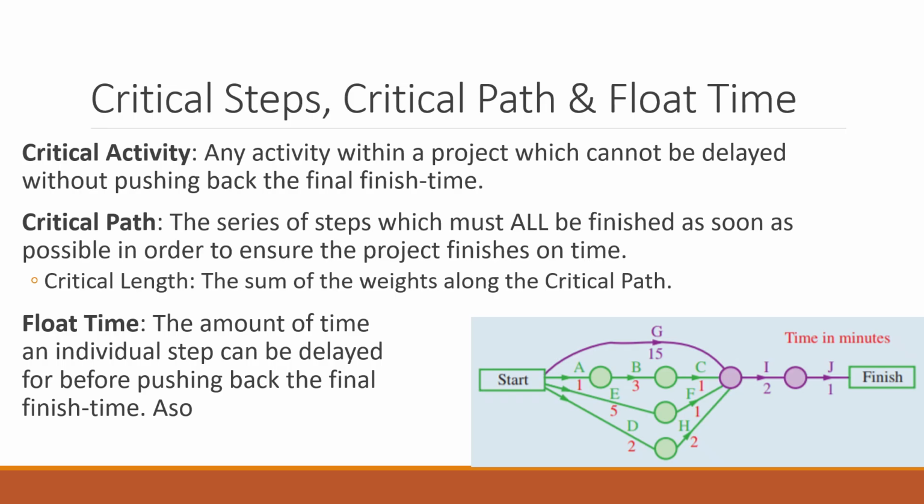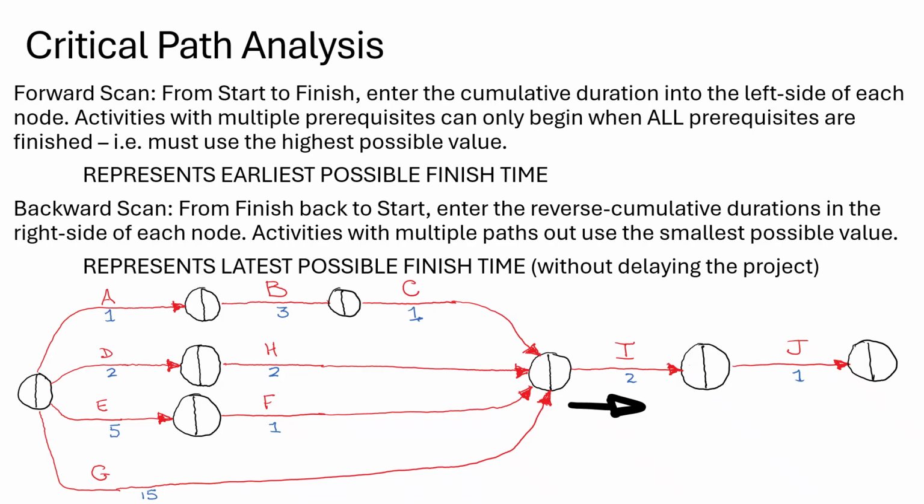So float time is just the amount of time an individual step can be delayed before pushing back the final finish time. Now there's a little typo here, but that's just meant to say also known as slack time. So you may see float time be referred to as slack time as well. Okay, here is an example network. It's actually the same network from the previous slide, but I'm going to do the actual algorithm and the process of exercise 12B and C on this slide using this example network.